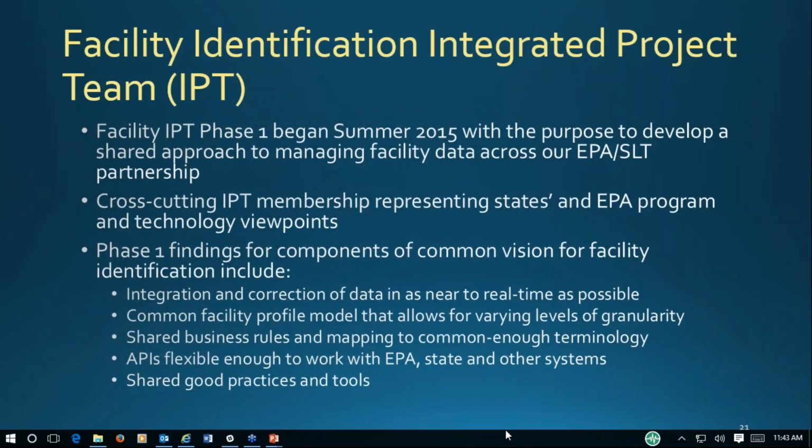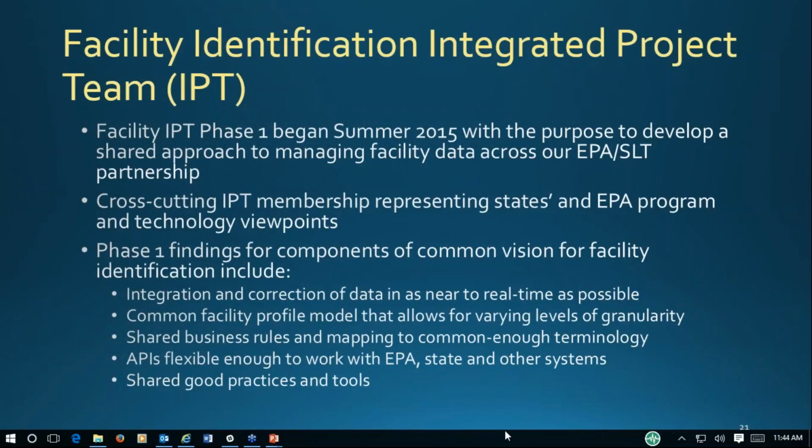These were integration and correction of data in as near a real-time way as possible, to include a common facility profile model that will allow for varying levels of granularity, meaning some agencies and uses have very specific, very detailed needs about facilities, and some have broader pictures and understanding of what the facility means.